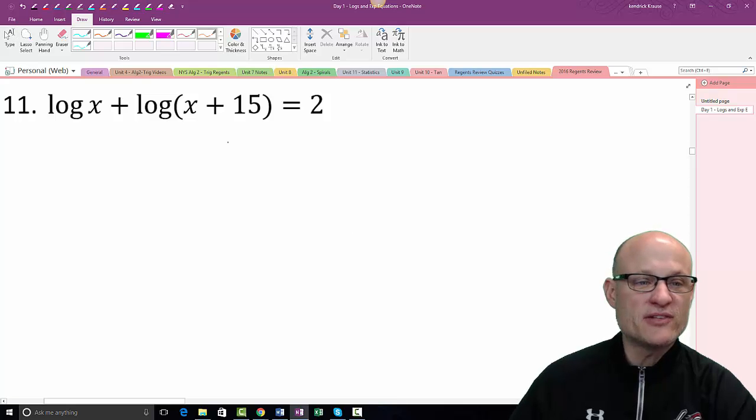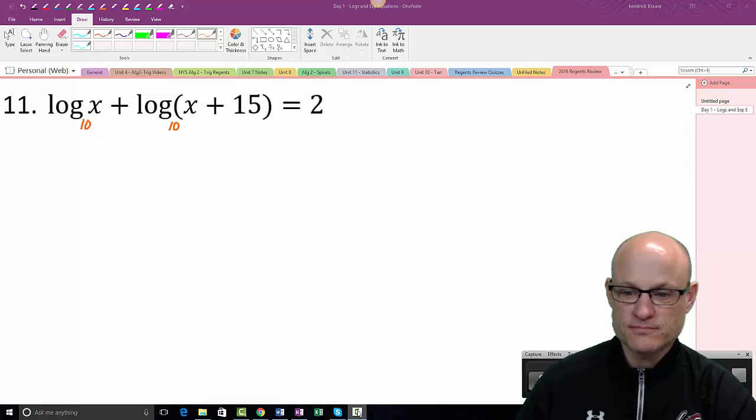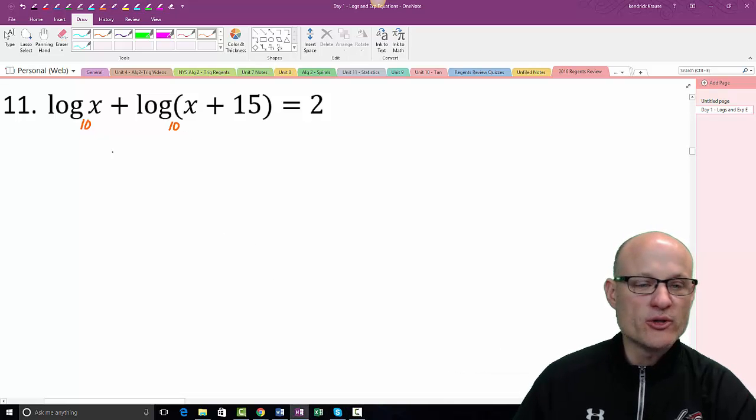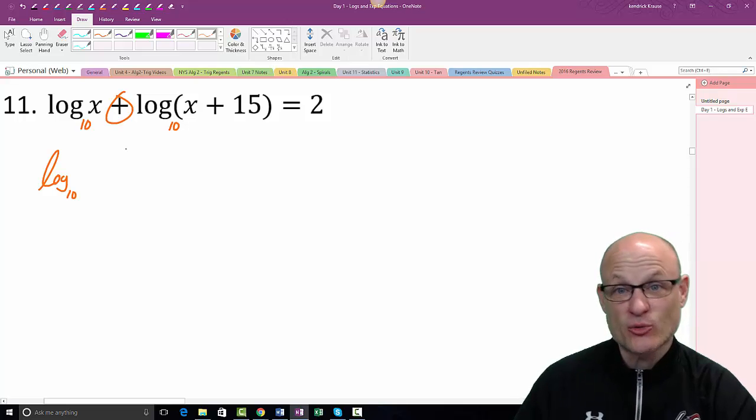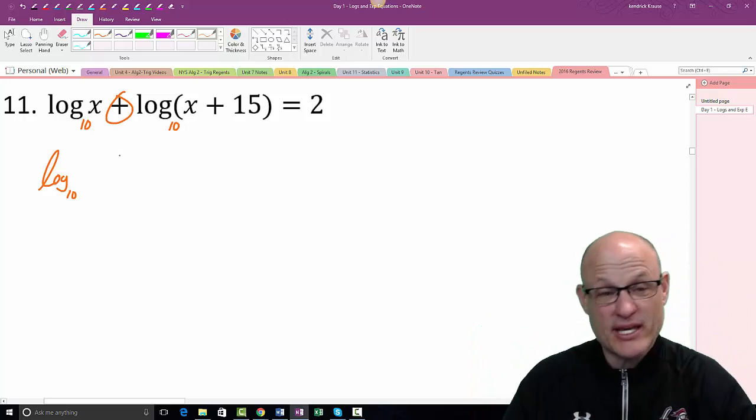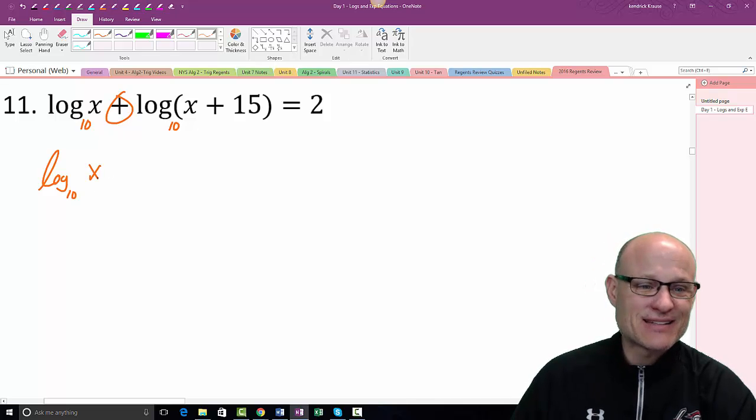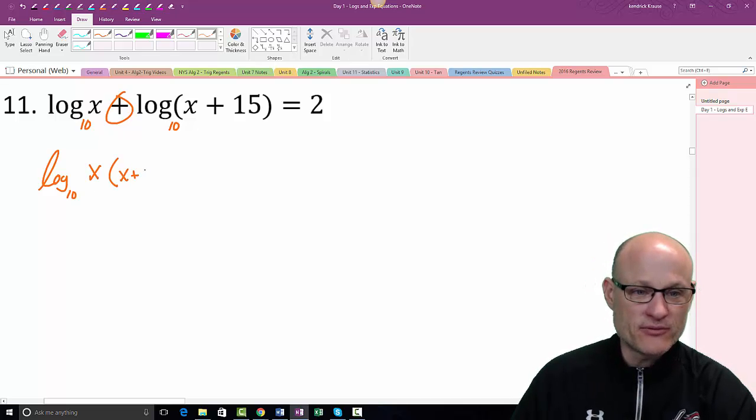Now remember, when the base is non-existent, there's really a 10 there. So what we're going to do is condense these. So we'll make it log, and I'm going to put that 10 in there just so I remember it's there. And we got addition. So when I condense them, it becomes multiplication. So x times x plus 15 equals 2.